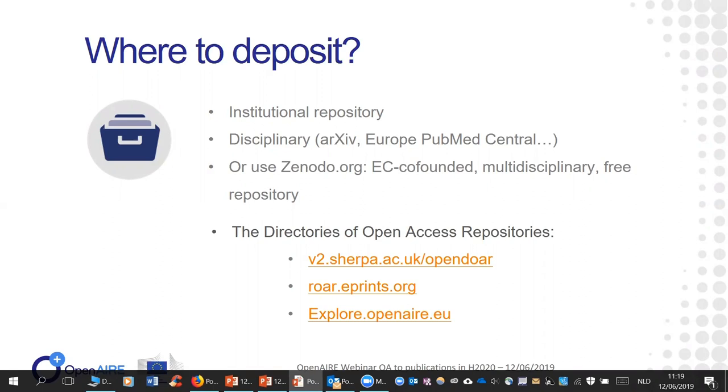I also listed some directories for open access repositories. So if you're not sure and you're looking for a disciplinary repository, you can check out those links. The last one, explore.openaire.eu, will give you an overview of repositories which are linked to OpenAIRE. OpenAIRE is not a repository, but they gather information from other repositories. Pedro will tell you more about that.